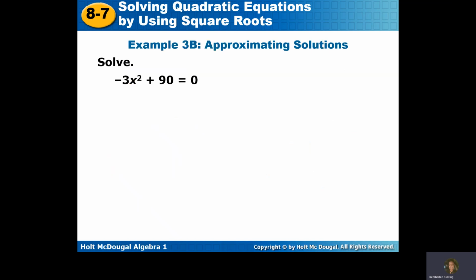All right, y'all, look at this one. This is too easy for y'all. Do this on your own real quick. We have negative 3x squared plus 90 equals 0. You are solving for x.